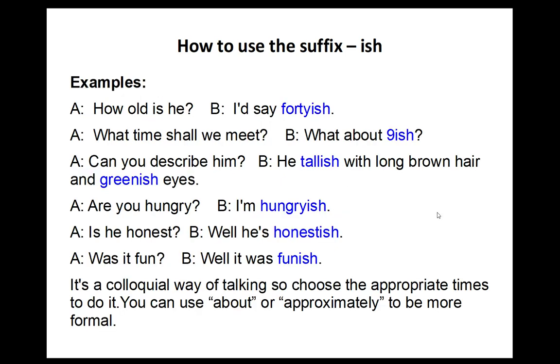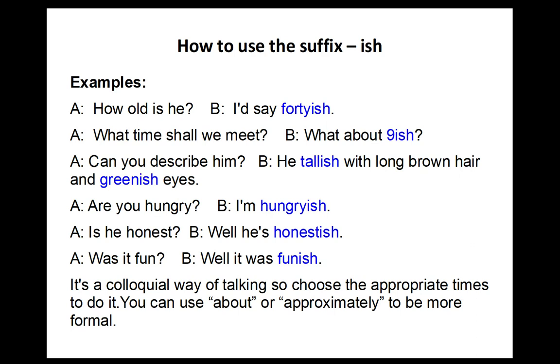But we'll go to the second slide and see how to use -ish in the context that I was referring to. So how old is he? I'd say 40-ish. So that means you don't know the person's exact age. You're just approximating it based on what you think is reasonable for how the person looks and what they do. What time shall we meet? What about 9-ish? So that means that you don't want to make a specific time. You're not sure if you'll be available exactly at that time. So you want to say approximately 9 o'clock.